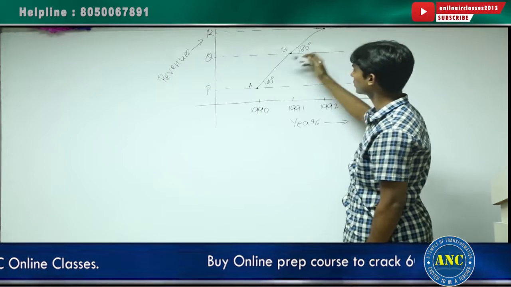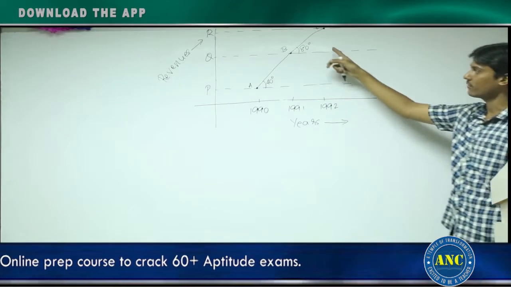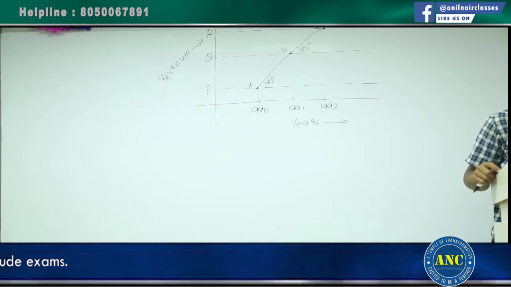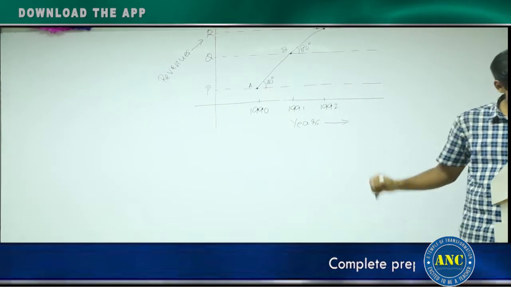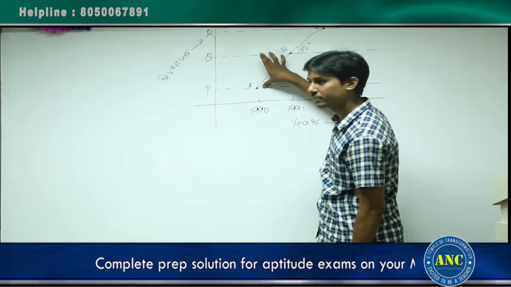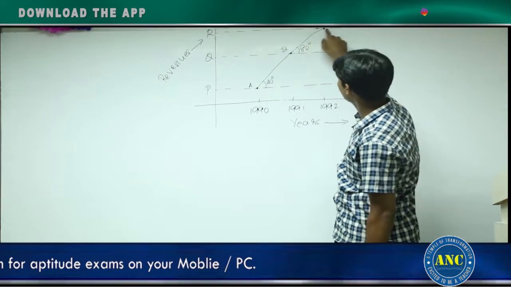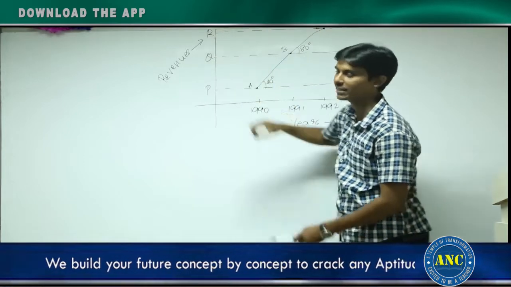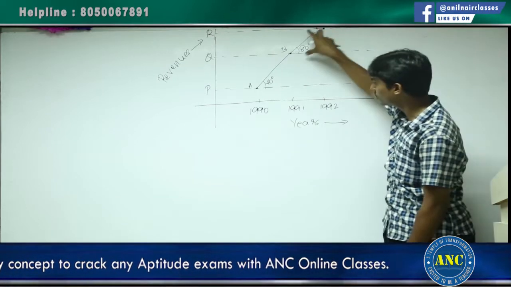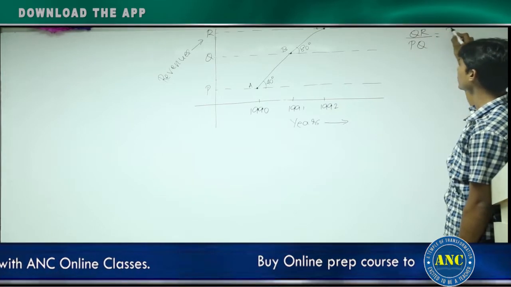Actually, the diagram is not drawn to scale. It looks like a straight line, but there is a deviation. This is given as 80 degrees. What they are asking is the ratio of growth in revenue between 1991-92 and 1990-91. In 1990-91, this was the growth, that is PQ. In 91-92, the growth between B and C is QR. They are asking QR divided by PQ. That is the ratio they are asking.